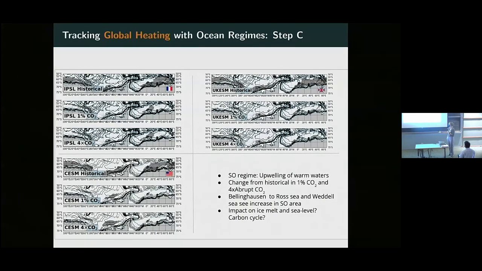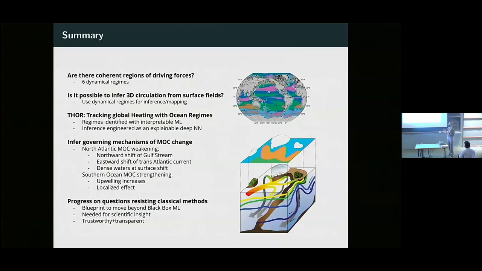What we've seen is that there were 6 dynamical regimes, so we were actually able to partition the global ocean in a fully complex ocean model into different regimes. And we also found that it was possible to create a mapping between the surface down to depth using supervised machine learning, where the first step here was interpretable and the second one explainable, where this theoretical founding in interpretability really lent us this transparency in terms of the explainability part. And the algorithm here is called Thor, tracking global heating with ocean regimes.